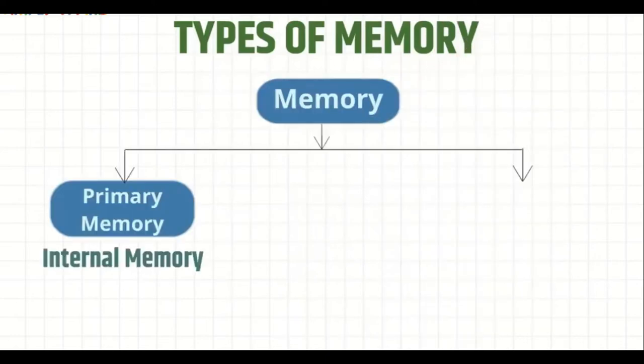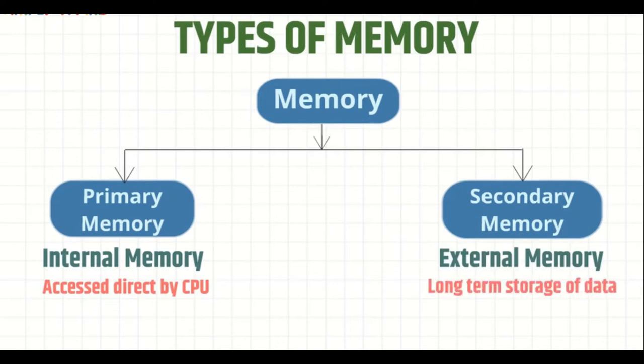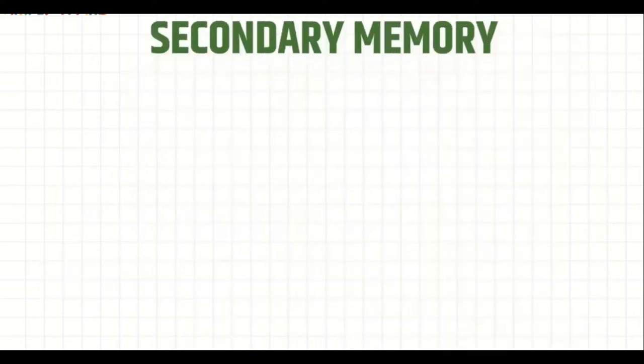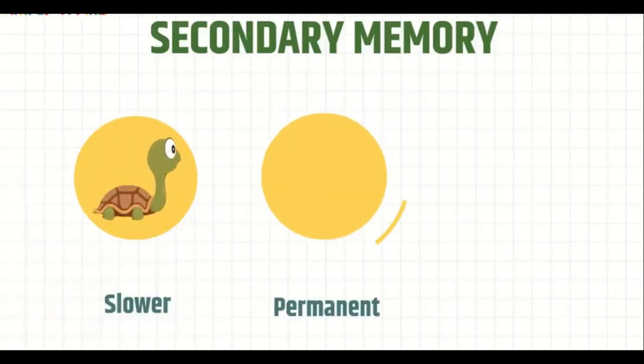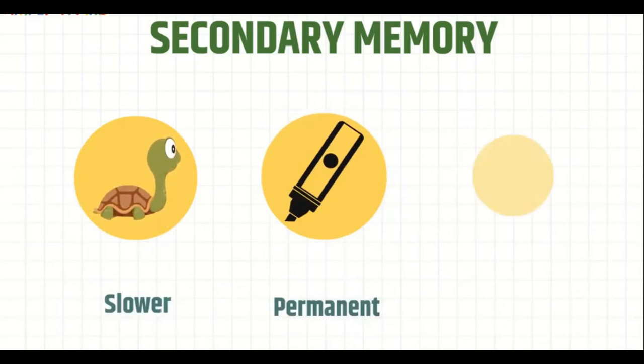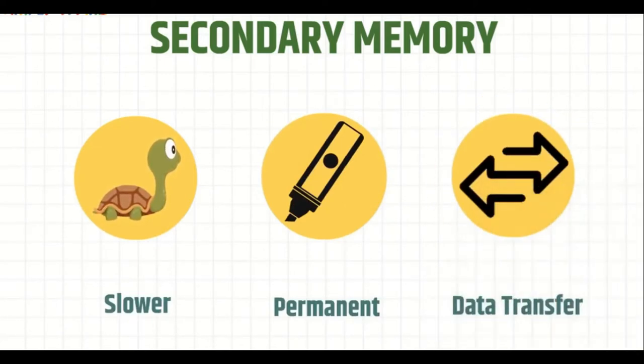First, primary memory, which is internal memory, and second, secondary memory, which is external memory. Primary memory is accessed directly by the CPU. External memory is also known as secondary memory. It is long-term storage of data. Secondary memory is slower than primary memory. It is permanent in the system, and you can transfer the data from one computer to another very easily.